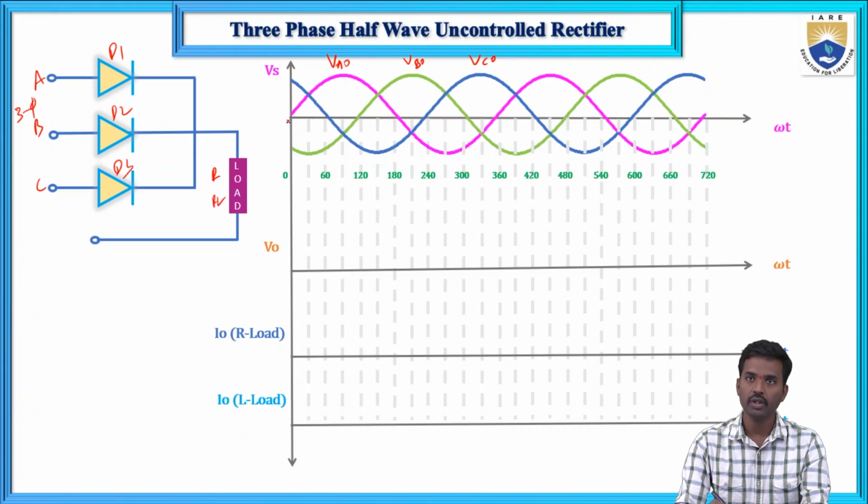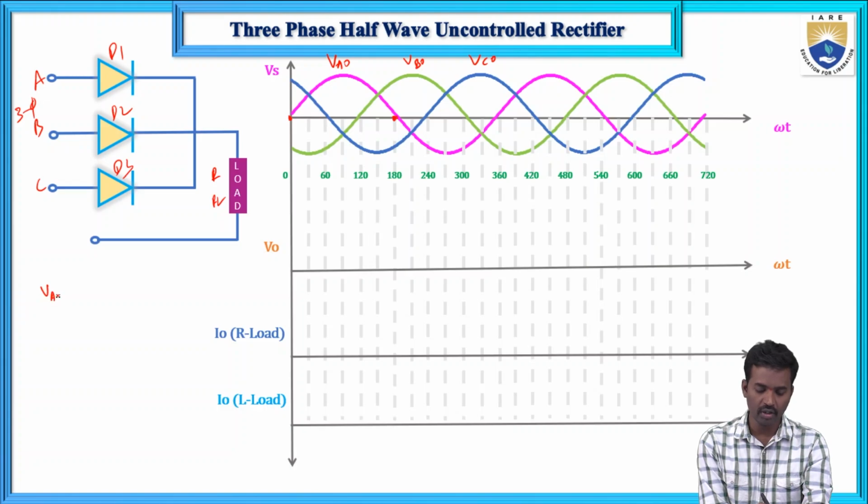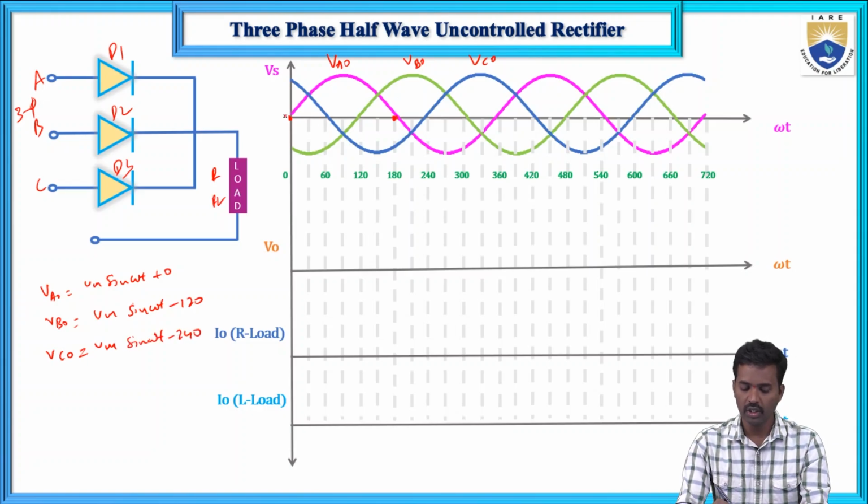Here this is 30 volts. It starts from 0, then 180, 90, 60 and 120. VA0 equals Vm sin omega t plus 0, VB0 equals Vm sin omega t minus 120, and VC0 equals Vm sin omega t minus 240. VA0 starts from 0, the second one VB0 starts from 120, and the third one, VC0, starts from 240.